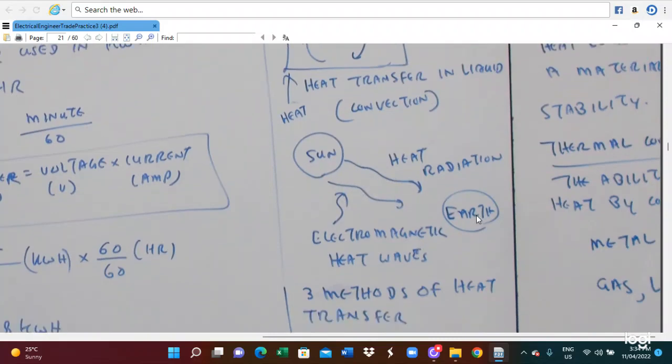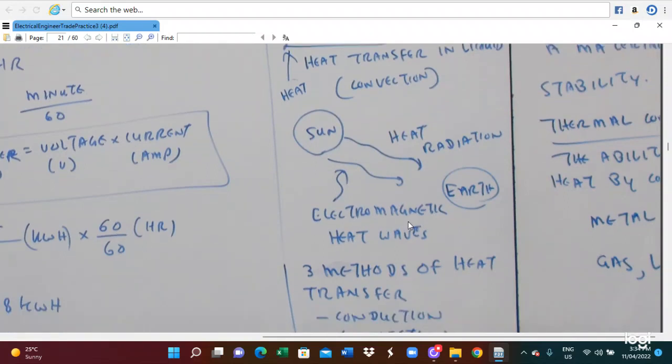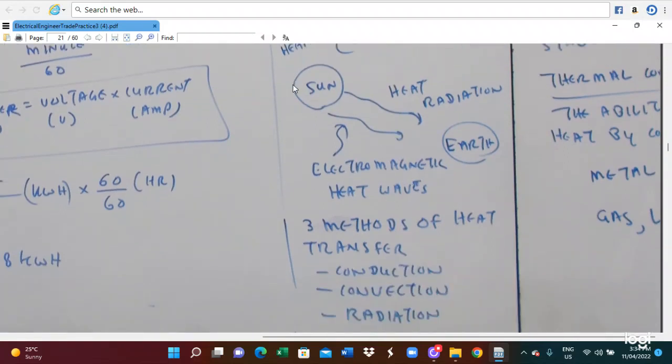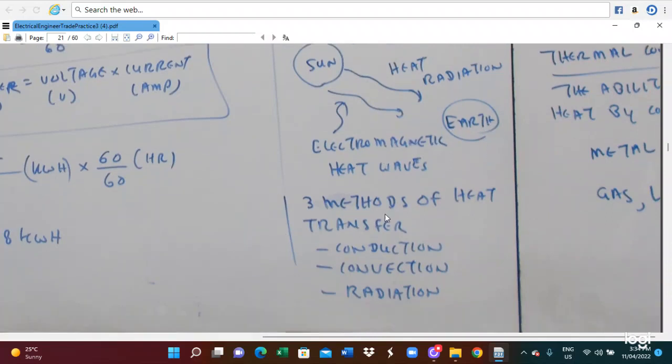And also the radiation method, from the sun to earth. The sun and earth are not in touch, because heat will be radiated through. So in radiation, in the form of electromagnetic heat waves, heat passes through, coming from the sun and reaching the earth. So this is where the heat will be transferred like this. So the three methods by which heat can transfer are conduction, convection, and radiation.